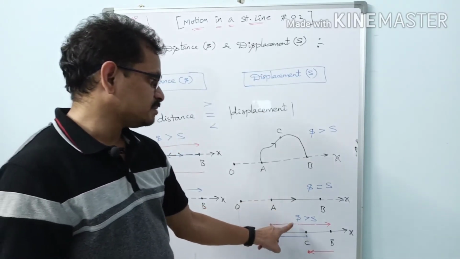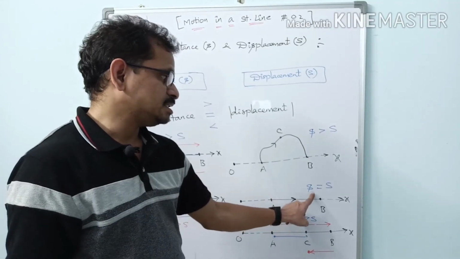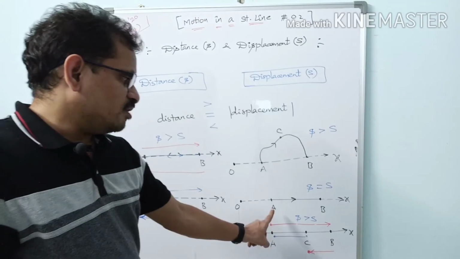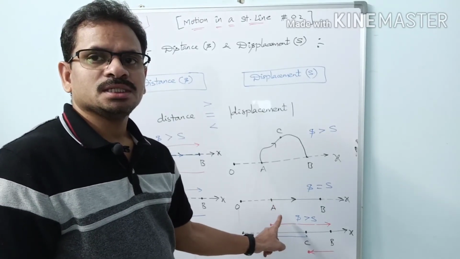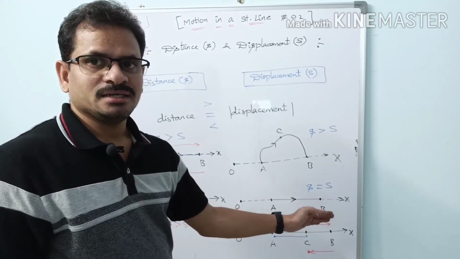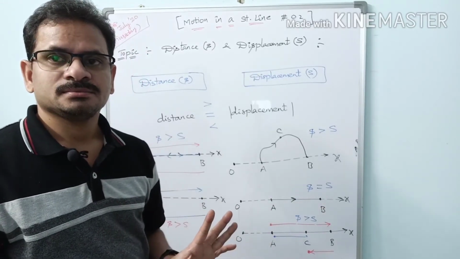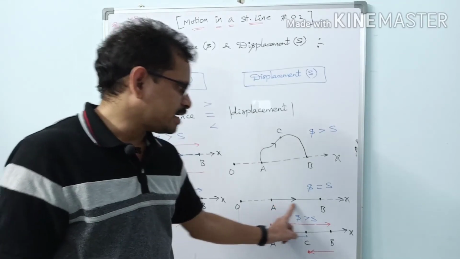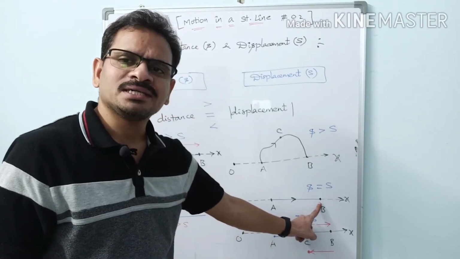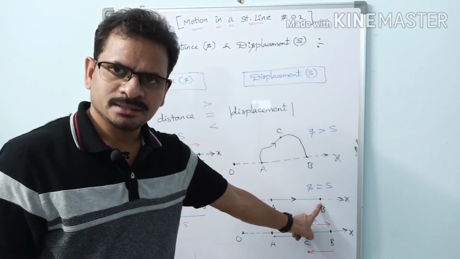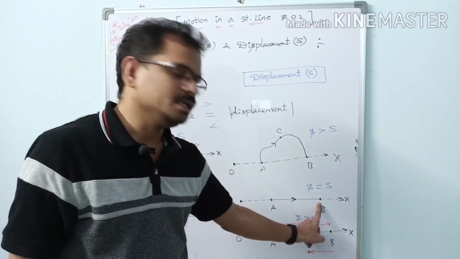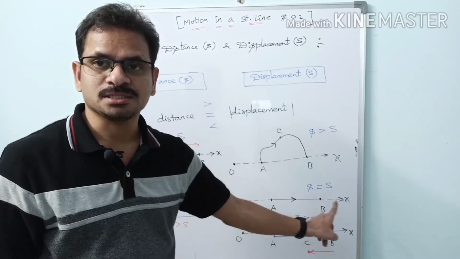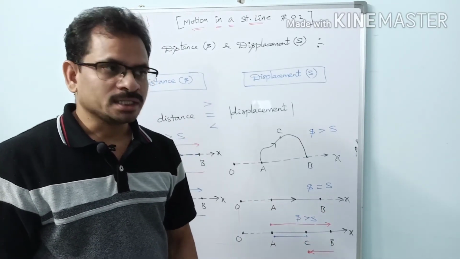But there is only one exception here. In this case, distance is equal to displacement. So what is that case? When the particle moves in a straight line without changing its direction, in that case only distance is equal to displacement. See here, it is a straight line motion. The particle has not changed its direction. From A to B, the direction is unidirectional, in one direction, and the motion is along a straight line.